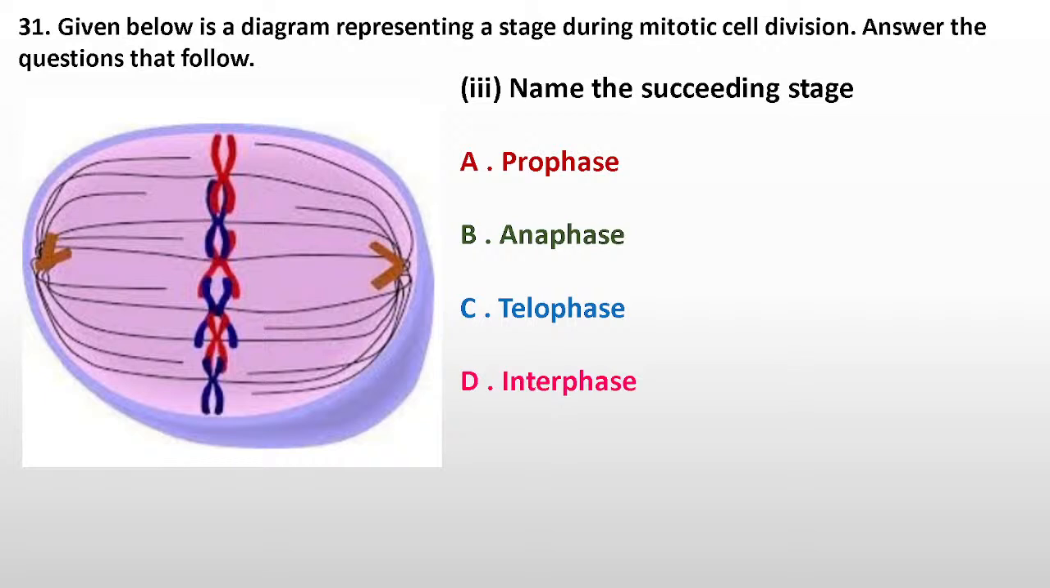So what should be the answer for question number 31 sub question 3? The perfect answer is anaphase. See, after metaphase, the succeeding stage has been asked. If it were preceding, they would ask the stage before. Succeeding stage means something which is after this. Which stage do you see in the diagram? It is metaphase. So which stage comes after this? Anaphase. So the perfect answer for this question is anaphase.